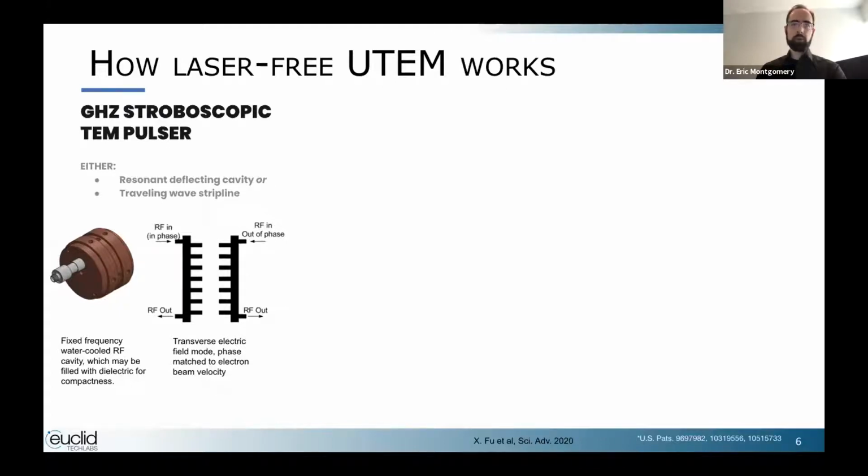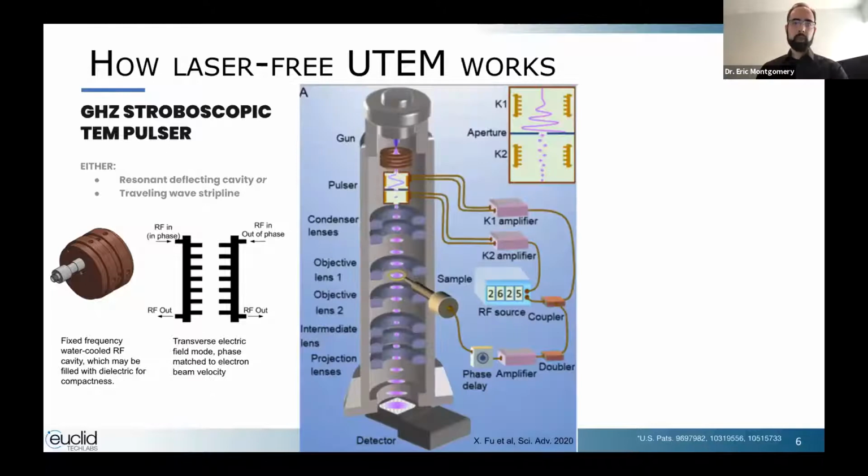These two approaches can be contrasted, but they both tend to preserve the original peak brightness of the source, don't require any modification to the gun, and have very similar energy spread to the original source as well. Here is shown a column with the pulsar inserted between the gun and the first condenser. And you can see that the pulsar incorporates in the upper right inset 2 quote unquote kickers.